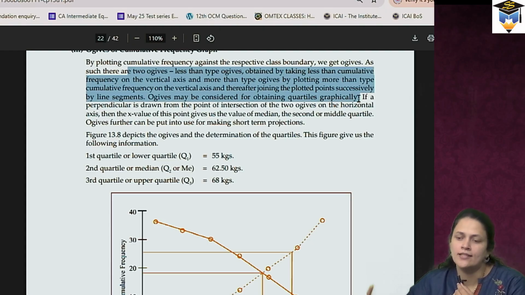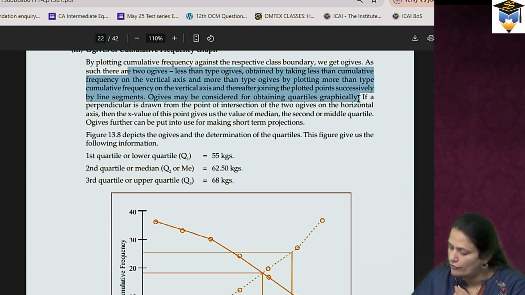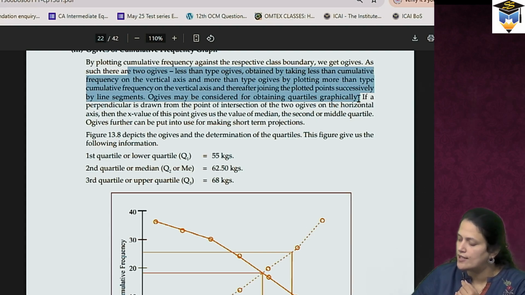Ogives may be considered for obtaining quartiles graphically. Now I am going to explain what a quartile is. Tell me, how many students had maths in 12th standard? Raise your hand. You know what a quartile is, right? Quartile deviation? No? You don't know?